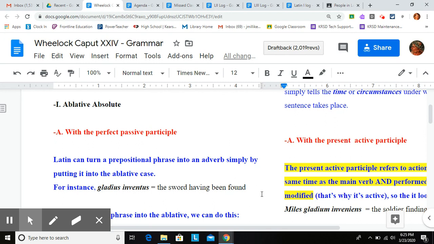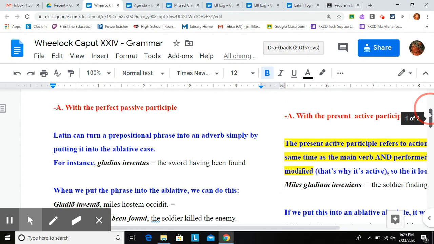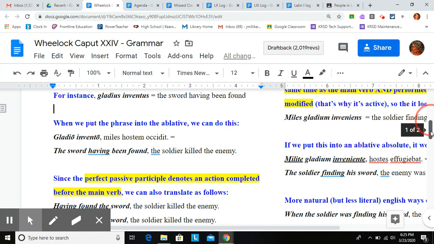Today we're going to talk about the ablative absolute, which sounds impressive, but is really something very simple. Basically, all it is, if we take a participial phrase, that is a participle and the noun it modifies, for instance, gladius inventus, the sword having been found, and we just put that phrase in the ablative case, we've turned it into an adverb. This is something they do a lot in Latin. It's shorter and simpler than the way we normally do this in English, as we're going to see.